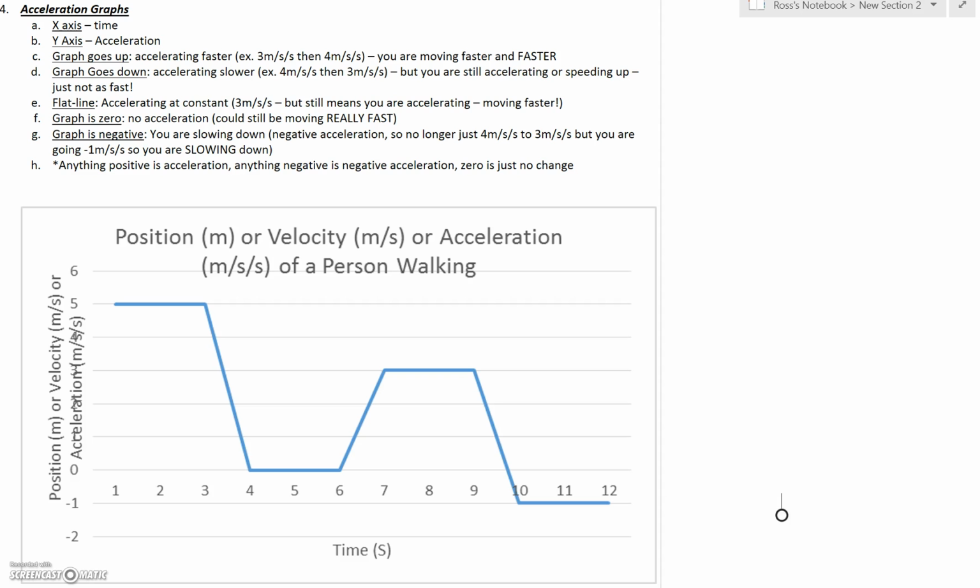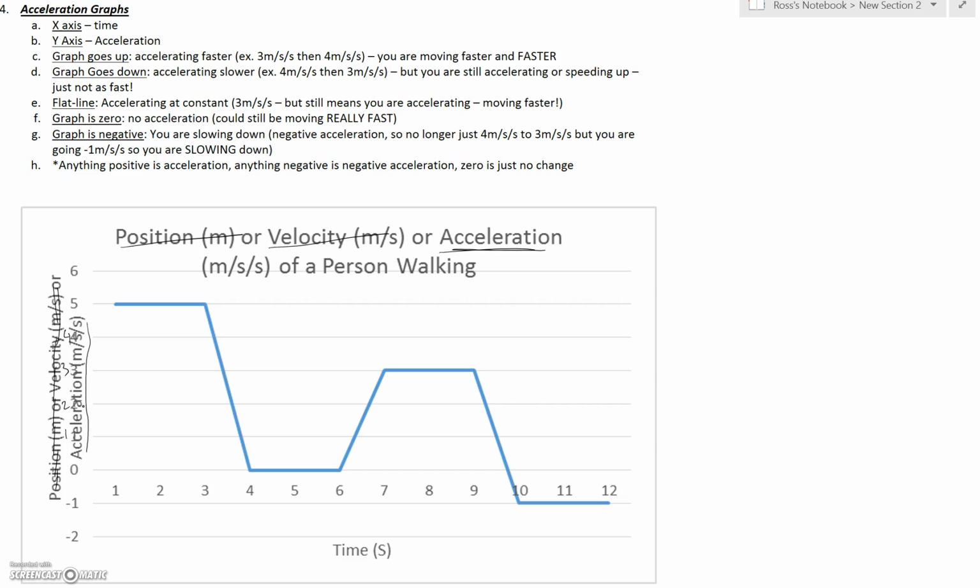If you're looking at this not as a position graph, not as a velocity graph, but as acceleration, that would be right down here. This ends up covering 0, 1, 2, 3, 4, 5, and 6 meters per second per second. So we're going to ignore this stuff here. I made one graph to represent position, velocity, and acceleration, so that's why you've got 3 different options on your y-axis there.